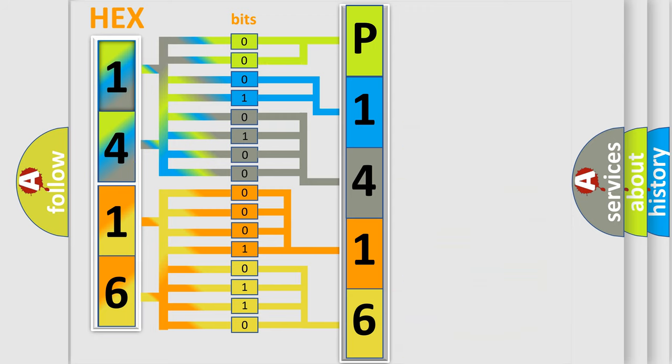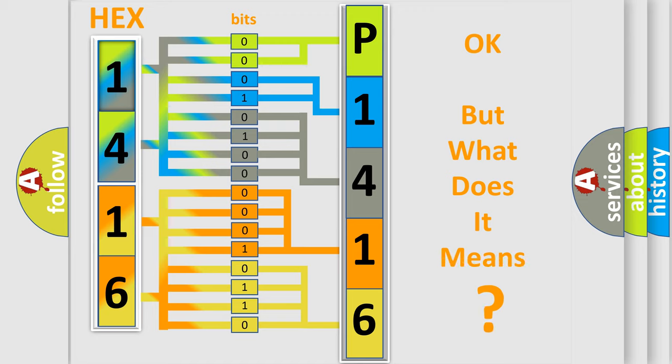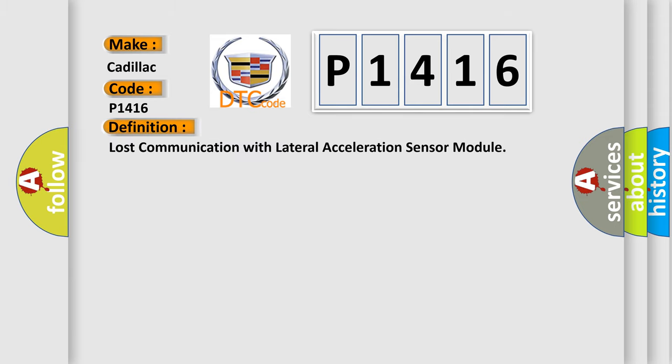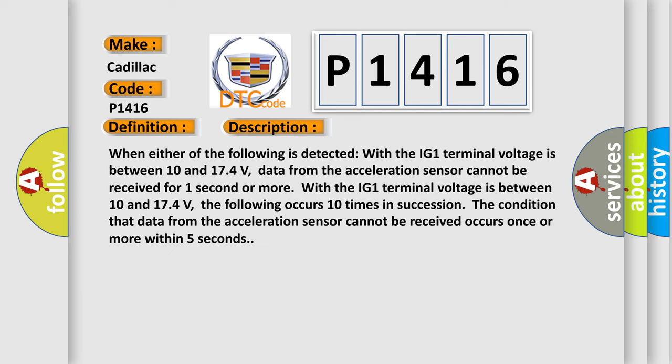We now know in what way the diagnostic tool translates the received information into a more comprehensible format. The number itself does not make sense to us if we cannot assign information to what it actually expresses. So, what does the Diagnostic Trouble Code P1416 interpret specifically for Cadillac? The basic definition is lost communication with lateral acceleration sensor module. And now this is a short description of this DTC code.